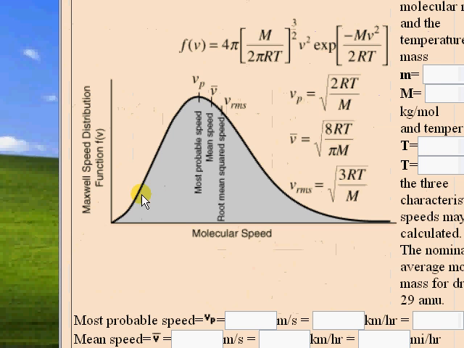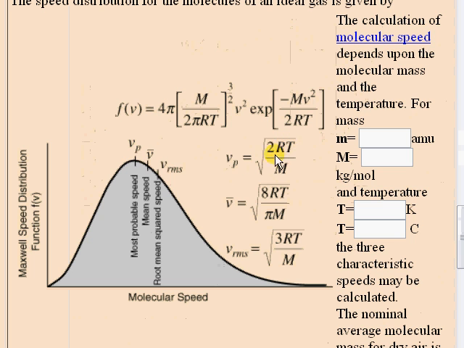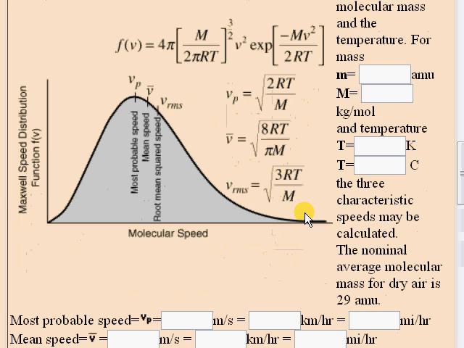And so this first part right here is the v squared part. It's rising, rising, rising, but eventually it has to roll over. So it has a peak, and then it has this really long tail. In fact, this tail never exactly goes to 0.